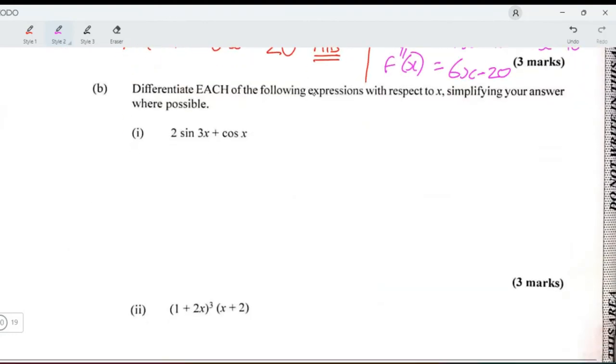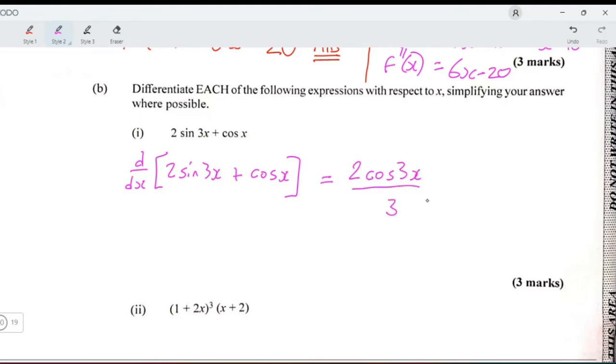It said differentiate each of the following with respect to x. So we'll differentiate 2 sine 3x plus cos x. When you differentiate sine, you get cos, so you get 2 cos 3x, but then you have to multiply by the derivative of the 3x, which is 3. Then when you differentiate cos, you get minus sine x. We're done.